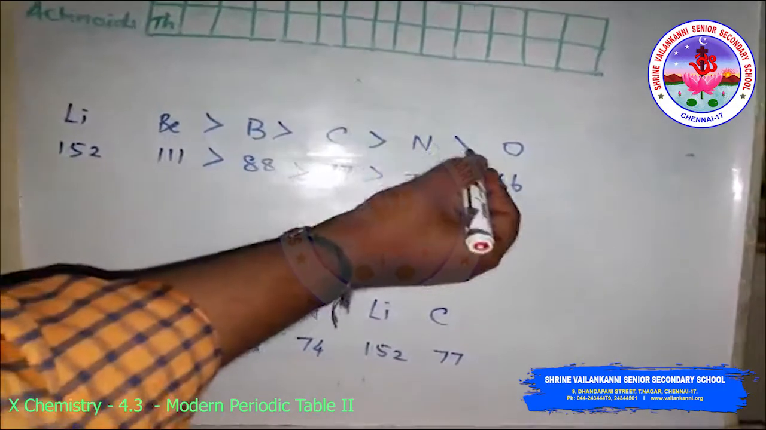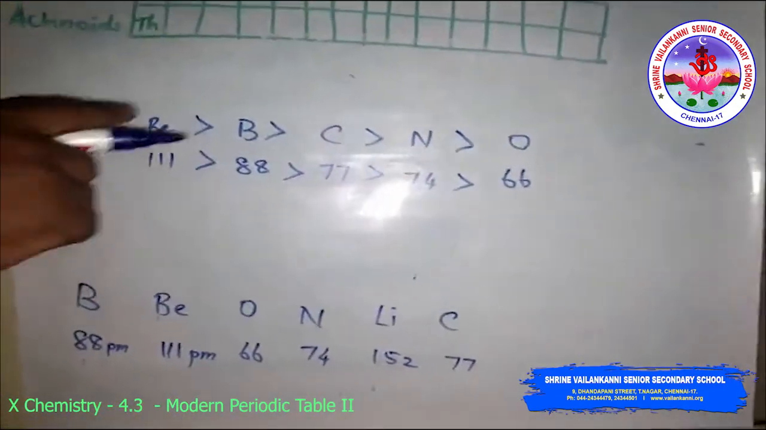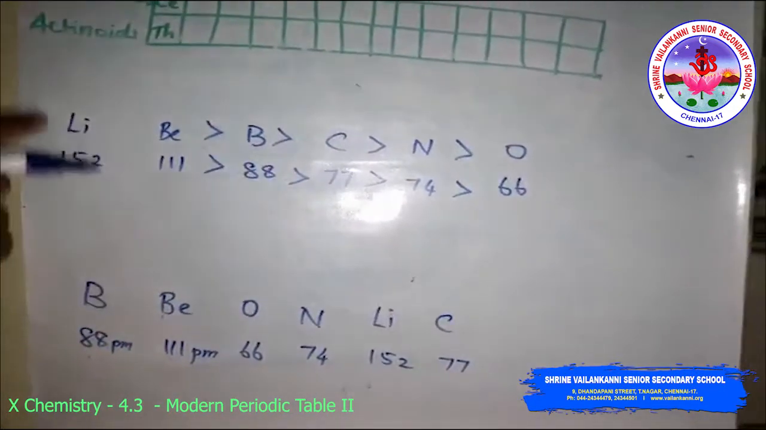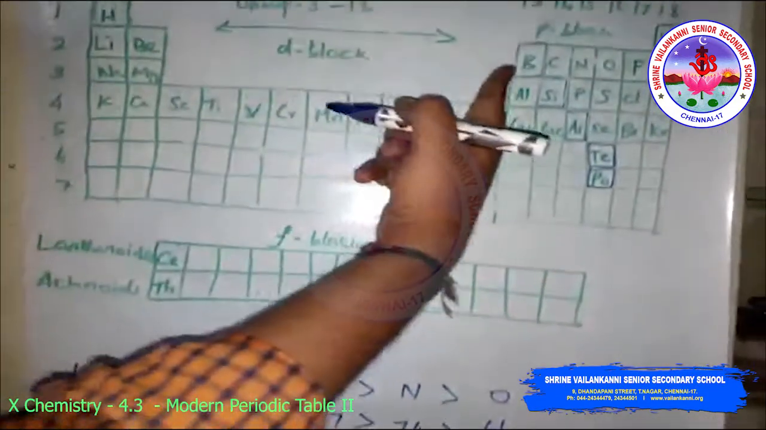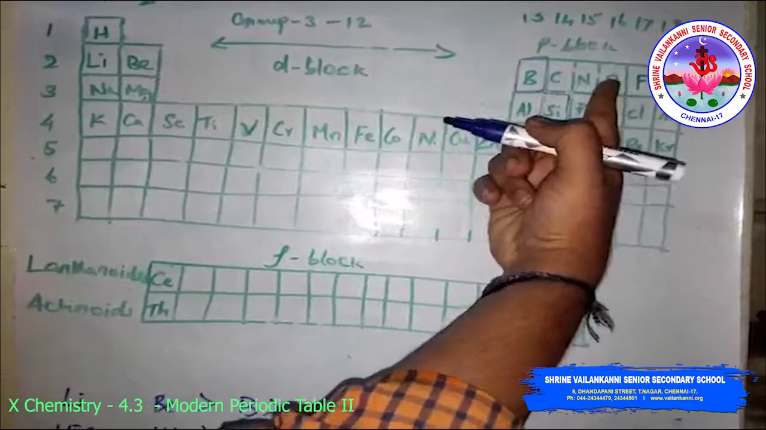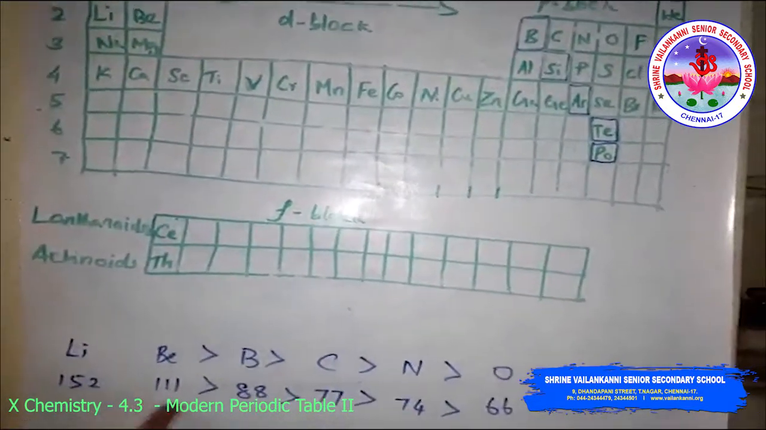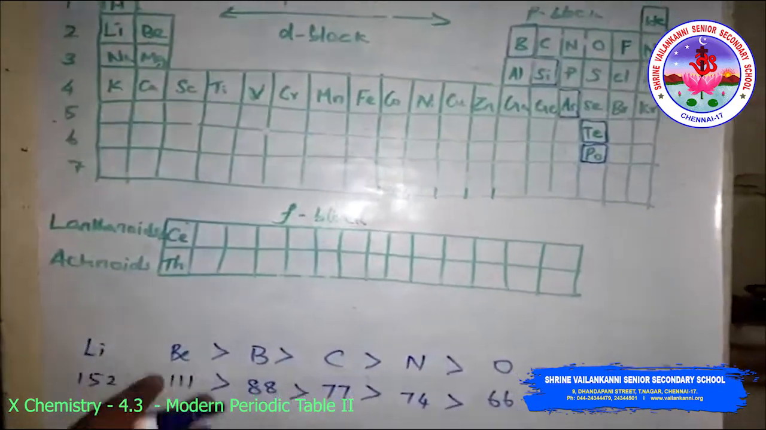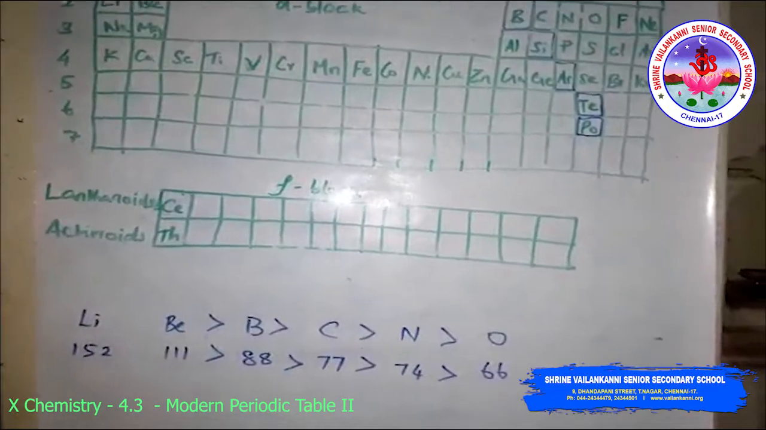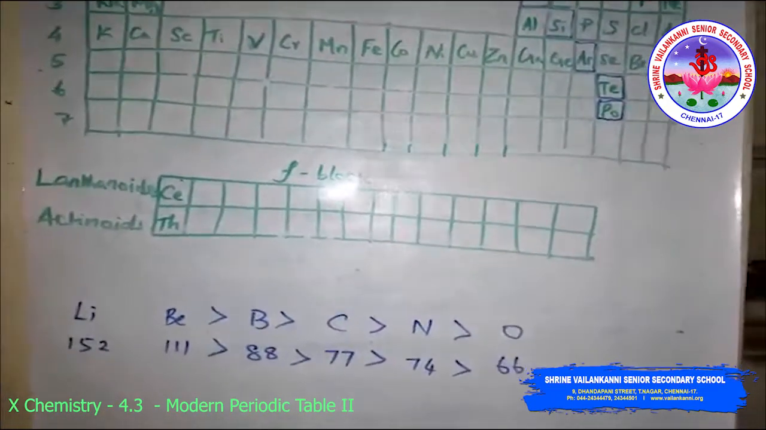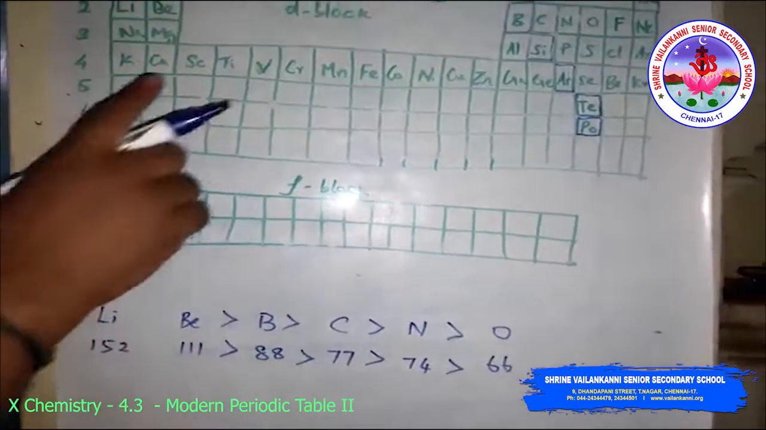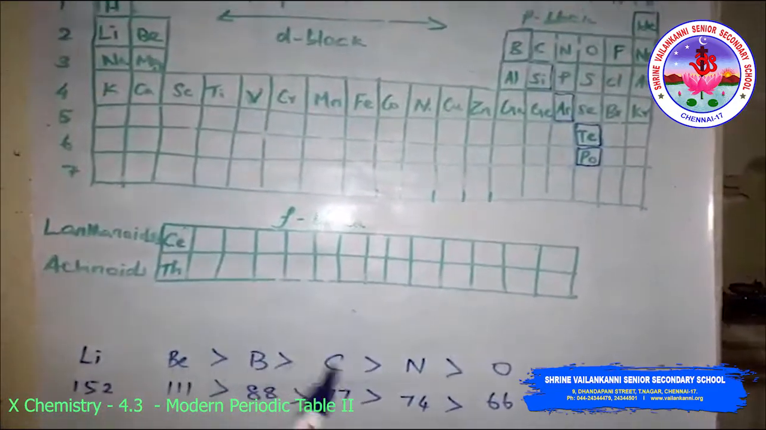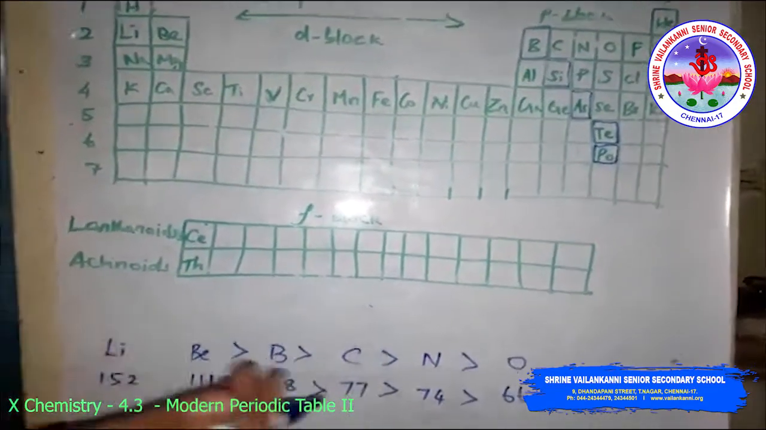Now check how the atomic radius changes as you go from left to right in the period. Look at lithium, beryllium, boron, carbon, nitrogen, oxygen. So here it decreases from left to right. The atomic radius decreases from left to right along a period. This is due to the increasing nuclear charge, which tends to pull the electrons closer to the nucleus and reduces the size of the atom.